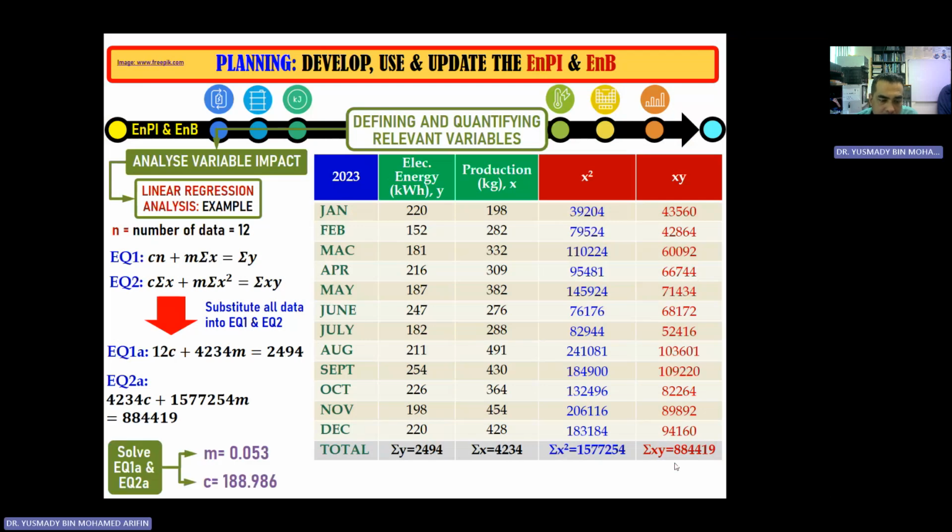So we will get m equal to 0.053, c equal to 188.986. If you substitute the m value and the c value into the general linear equation, y equals mx plus c, we will get y equals 0.053x plus 188.986. So this is the relationship for the data in the table by using the linear regression analysis.